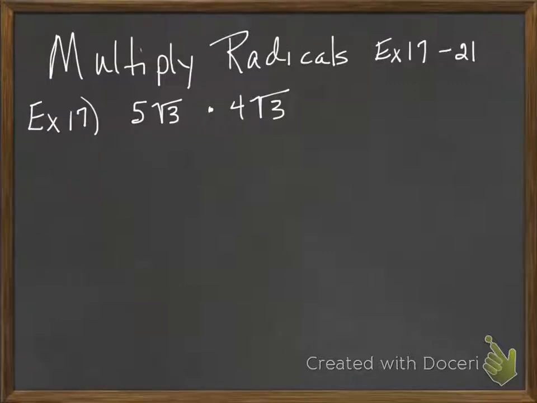So the numbers on the outside are 5 and 4. So you'll multiply the outside numbers together. 5 times 4 is 20. You'll multiply the inside numbers together. So the square root of 3 times the square root of 3 is going to be the square root of 9. So your outside numbers get multiplied together. Your inside numbers get multiplied together. But what you get when you multiply your inside numbers has to go back under the square root.